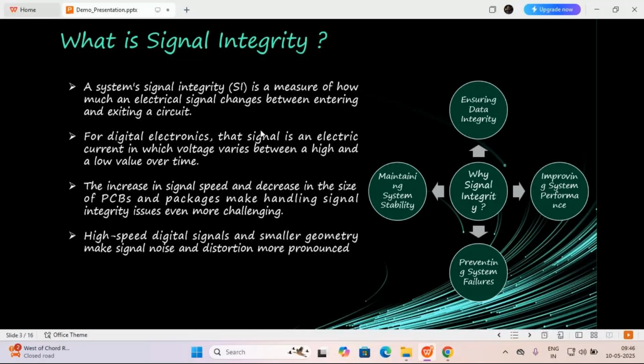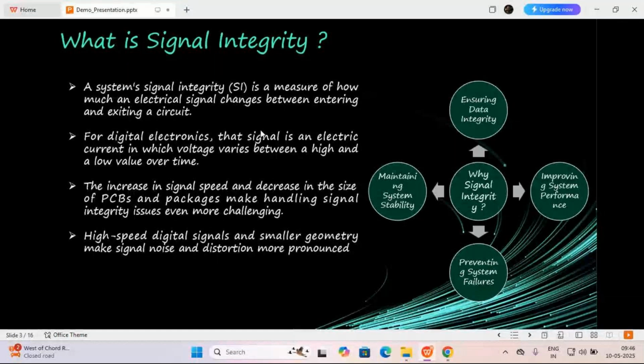And as a signal integrity engineer, you should be able to identify these areas where this type of problem can come, and you have to provide the solution to the layout engineer, like how you can solve these issues. So this is the job of a signal integrity engineer.